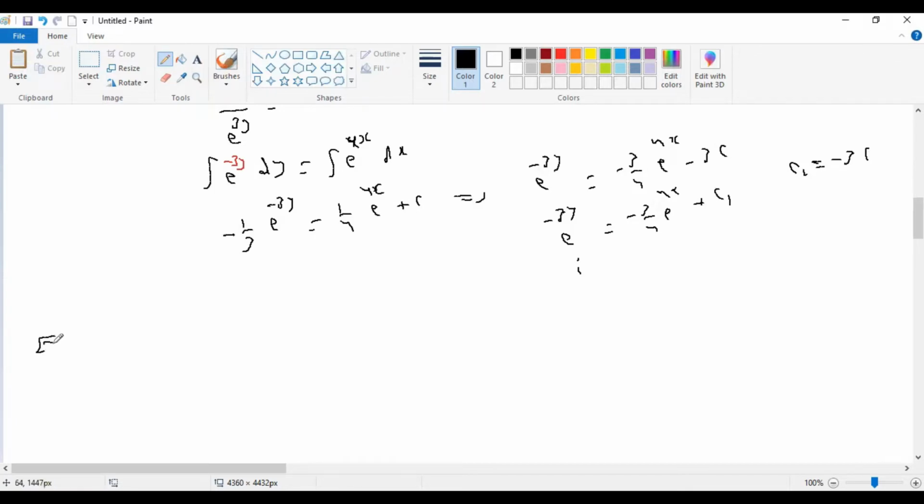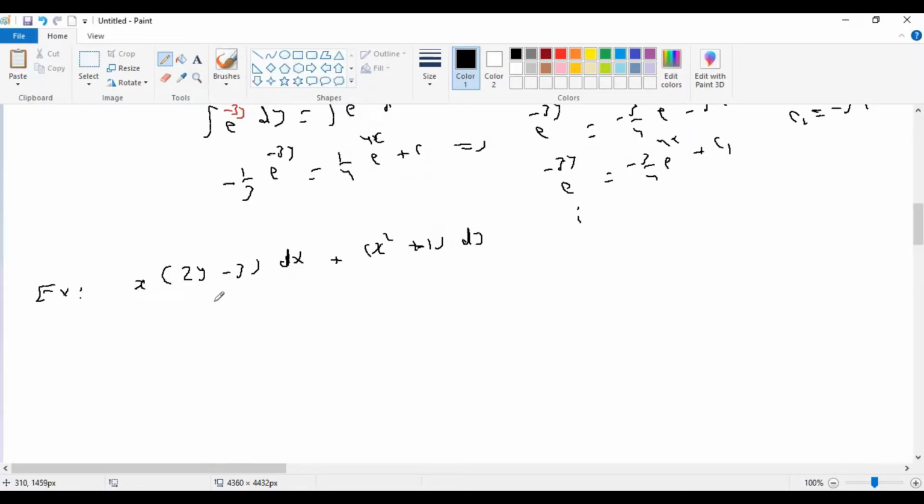Okay, another example. If we have x multiplied by 2y minus 3 dx plus x squared plus 1 dy, equal to 0. How to separate the variables here? See, I can divide by 2y minus 3. Then what I have is x dx, and divide by x squared plus 1. This will equal 0.